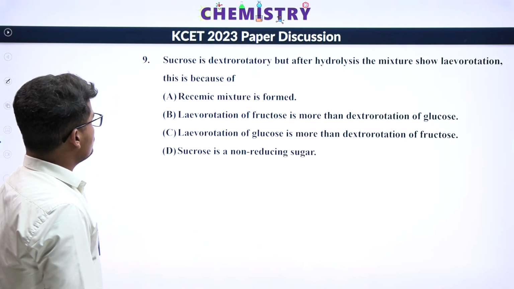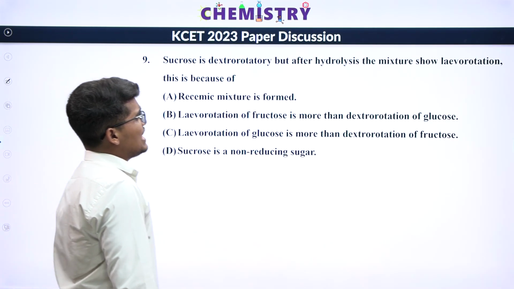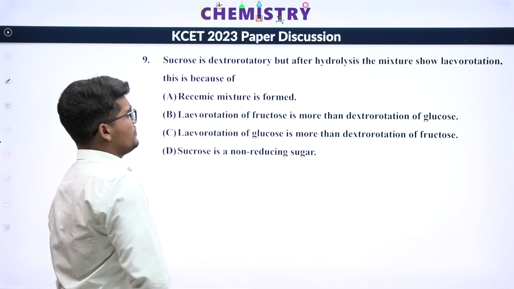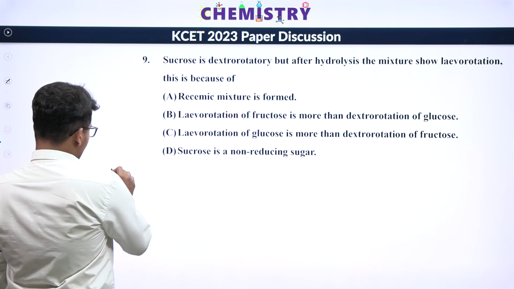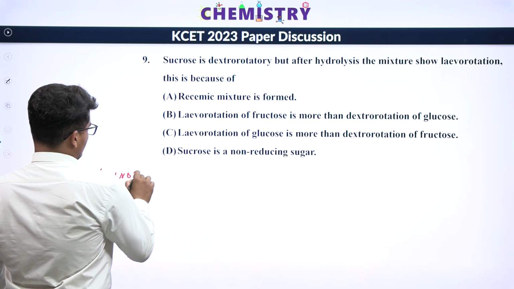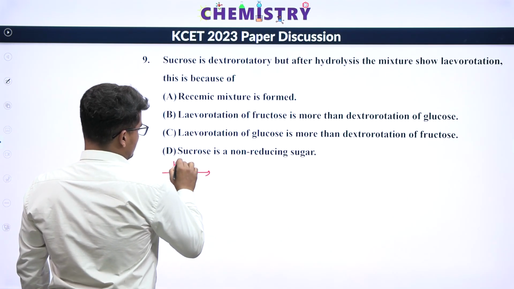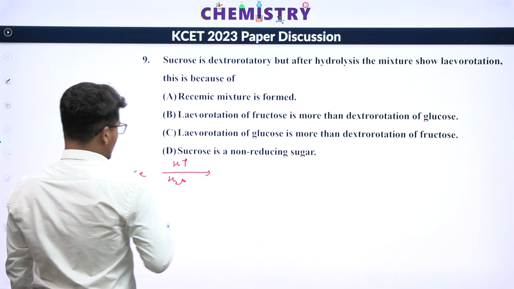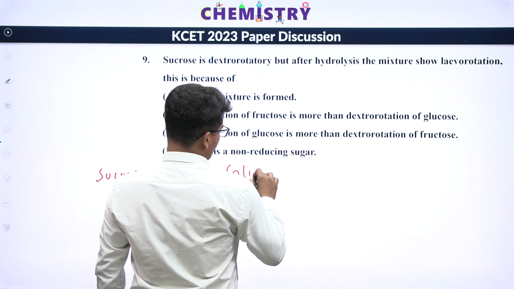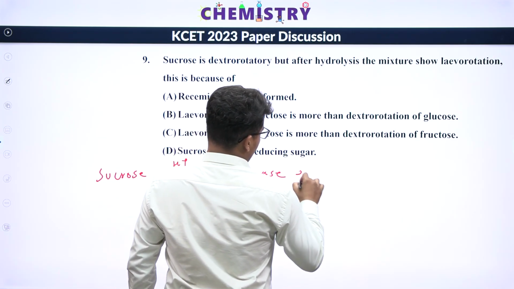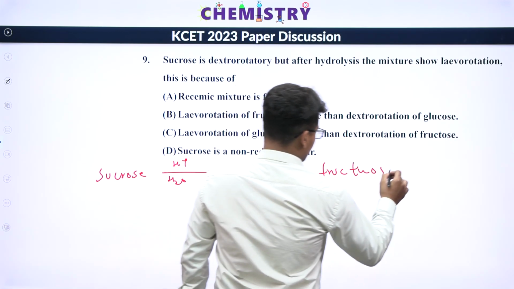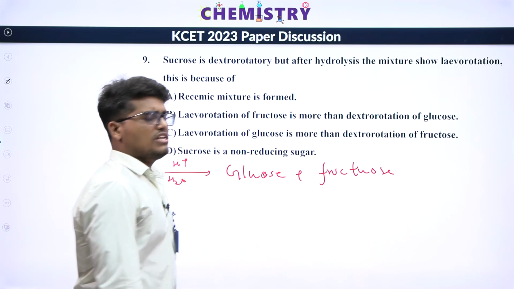In the 9th question they are saying sucrose is dextrorotatory, but after hydrolysis the mixture shows a levo-rotation. Look, it is a simple thing. We have sucrose. Sucrose, when undergoing hydrolysis in the presence of water, hydrolysis is basically reaction with water only, will give glucose and fructose. Correct. Glucose and fructose.